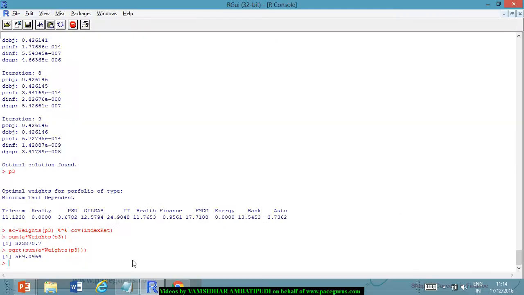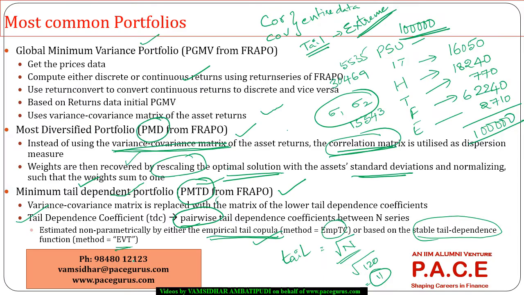So that's how we can look at different kinds of portfolios and the solutions associated with them. How much should I invest in each of the various assets or sectors, so that either my overall variance goes down, or so that I can create a globally most diversified portfolio, or the overall tail dependence becomes minimum. So these are three common kinds of portfolios which we can suggest to the clients. They have different levels of risk, but the objectives are different in each of the three cases.